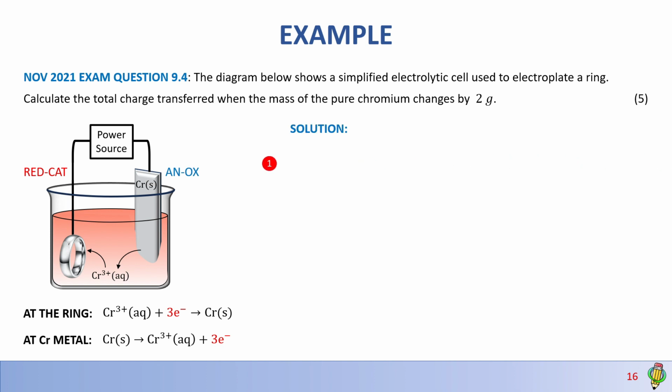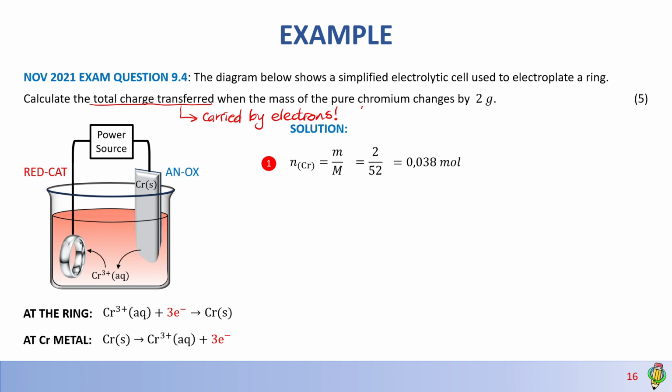Step 1. We calculate the number of moles of chromium from the mass that is given. So the mass of chromium given is 2 divided by the molar mass of chromium, which is 52 grams per mole. So we get 0.038 mole. Remember, we are looking for the total charge transferred, and we know that charge is carried by electrons. So we are going to analyze electrons.